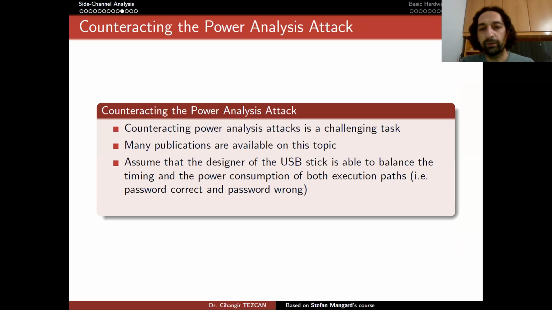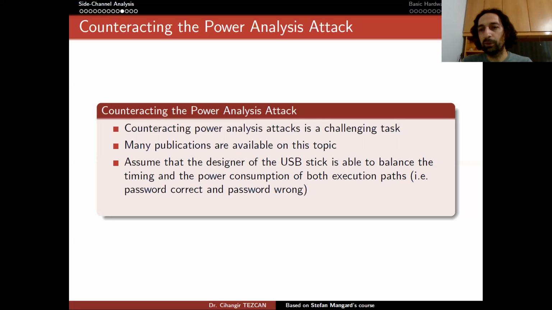Assume that the designer of the USB stick is able to balance the timing and power consumption of both execution paths. So regardless of whether the entered pin is correct or not, you would have an implementation which would consume the same amount of power. That is the idea. And depending on the algorithm, there are ways to do it, especially in cryptographic algorithms, for instance, in block ciphers.